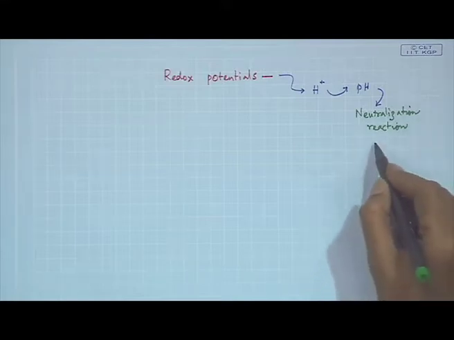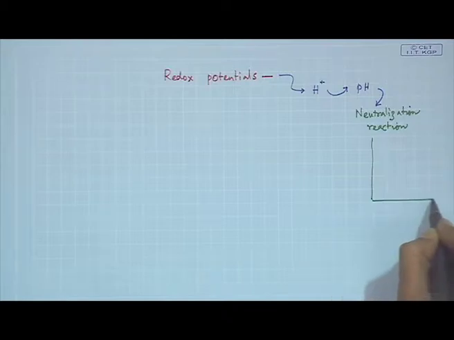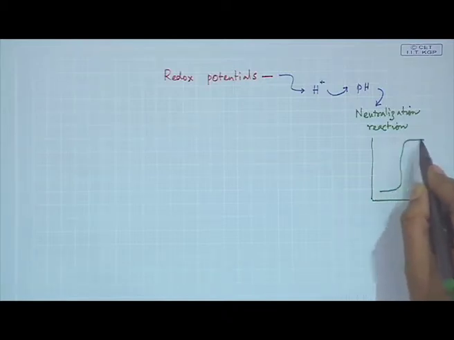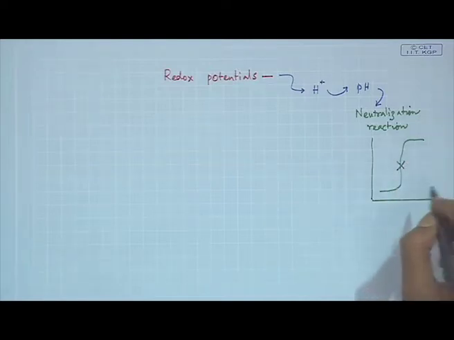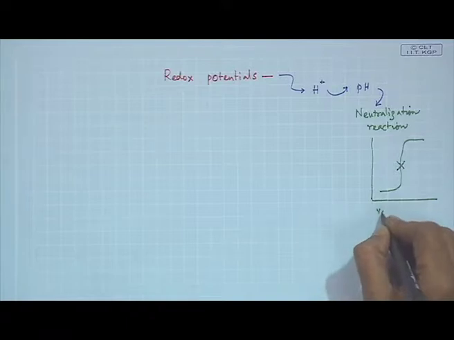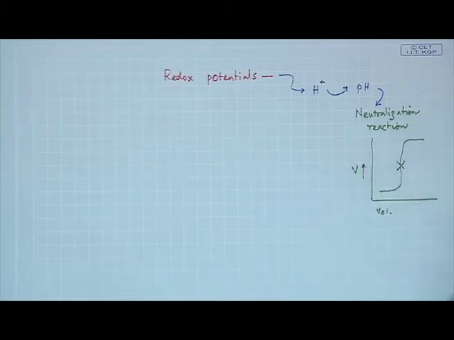And there also we know the most important shape of the plot, and we see these are the corresponding plots, and we will get somewhere the end point. That means the volume of titrant we add and the electrode potential we measure.